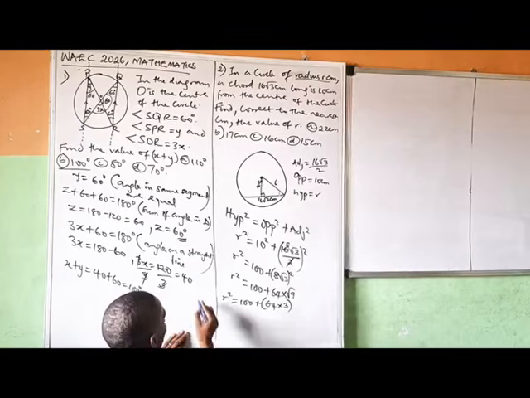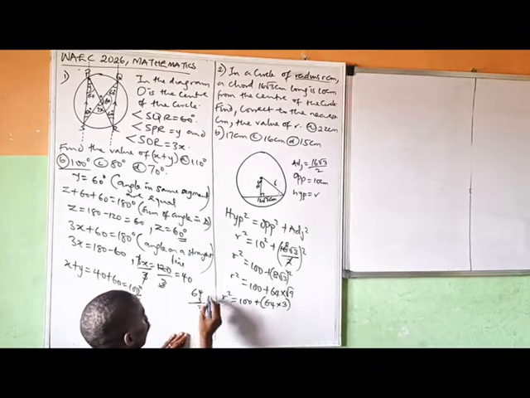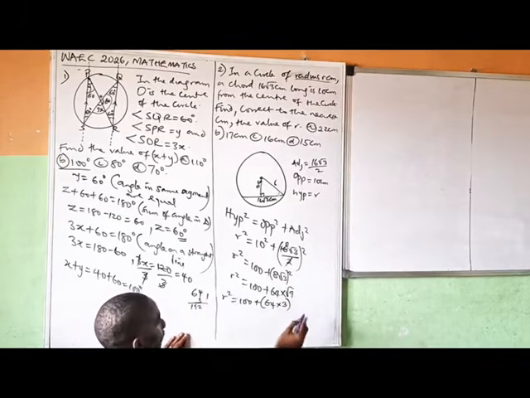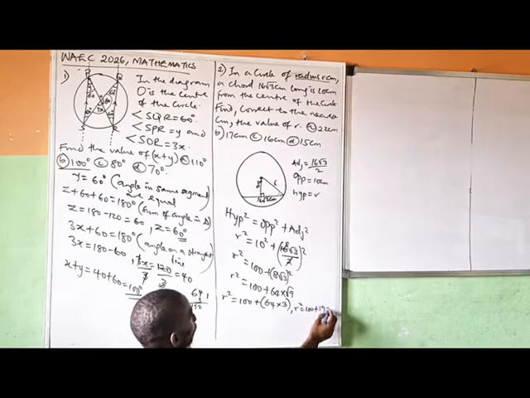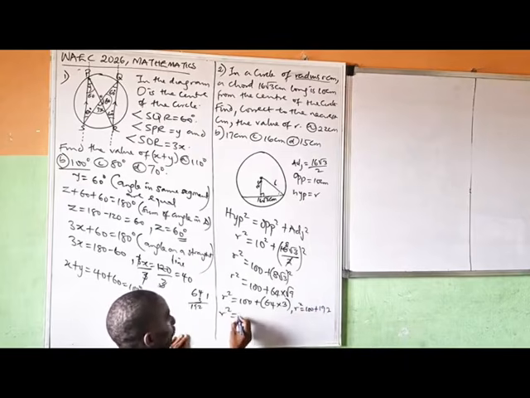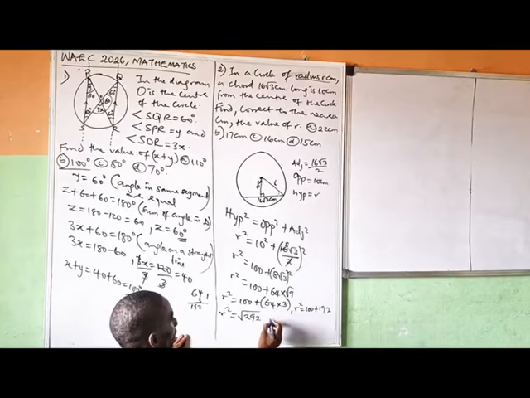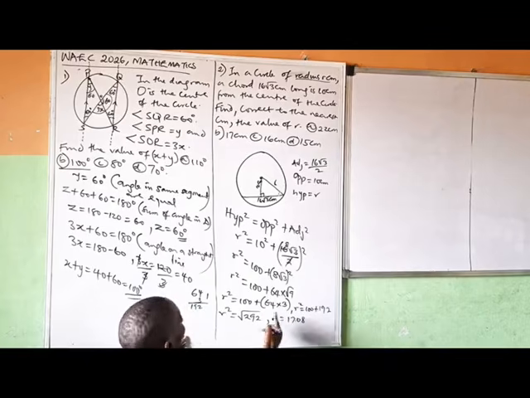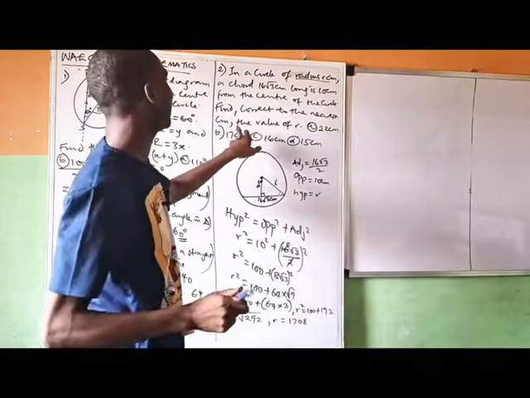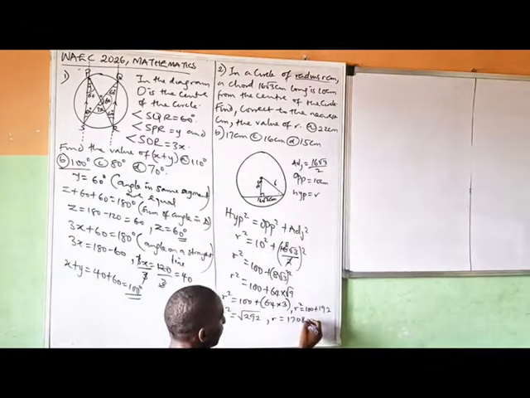So 64 times 3 is what? 192. So r squared is going to be 100 plus 192, which is 292. And our r is going to be the square root of 292, which is 17.088, or 17.08. And we were asked to correct to the nearest centimeter. So to the nearest centimeter is going to be 17 centimeters.